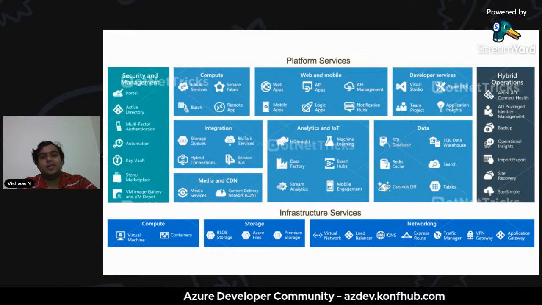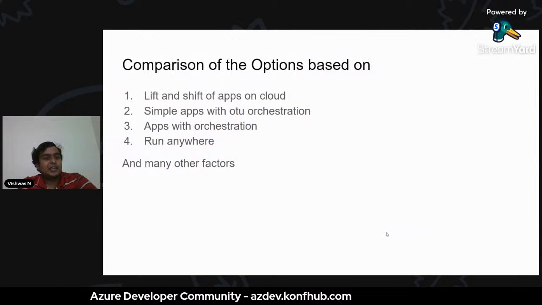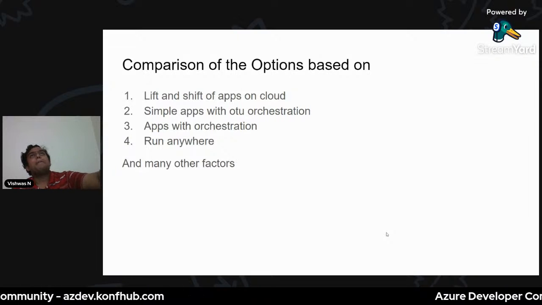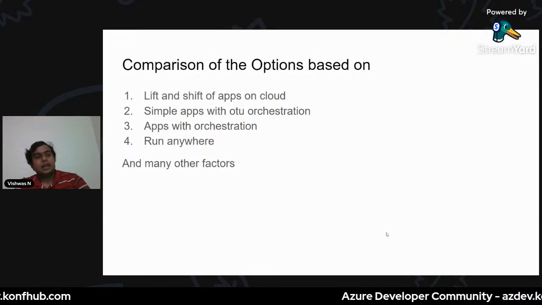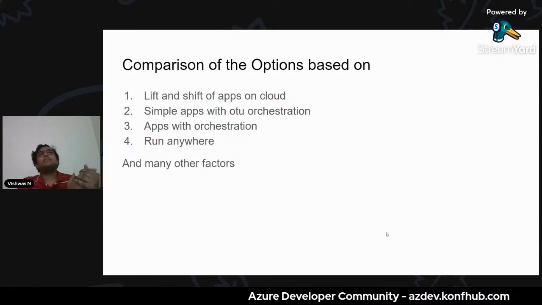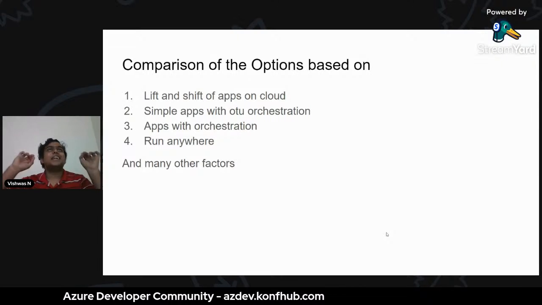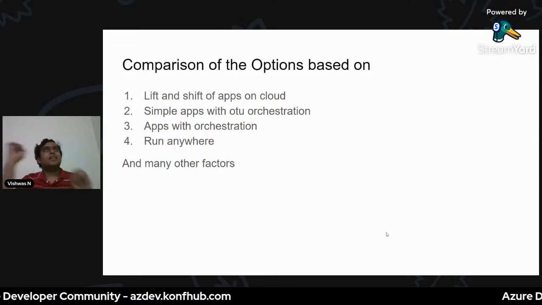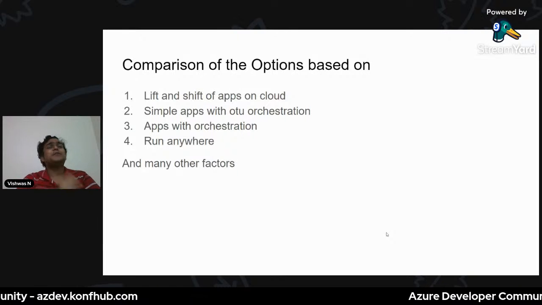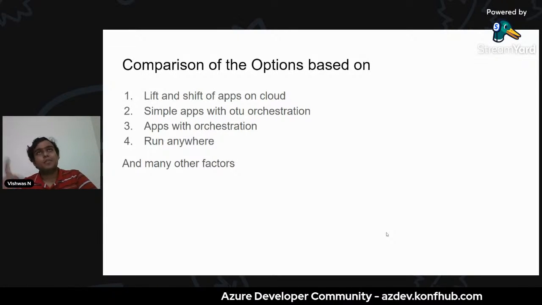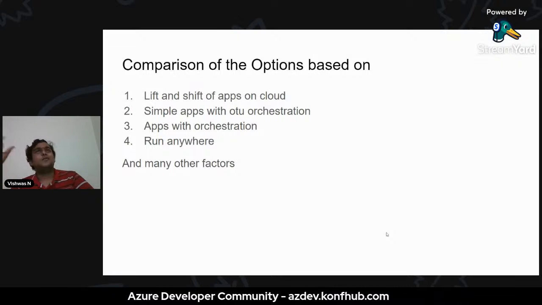So how do you actually know which one to pick? The factor still remains the same. Comparison of the options is based on the lift and shift of the app to the cloud. Say I just write some nonsense HTML code, nothing there, it just says hello world in HTML. That is nowhere related to your production. But when you open it, it goes to the browser, it just opens and says hello world.